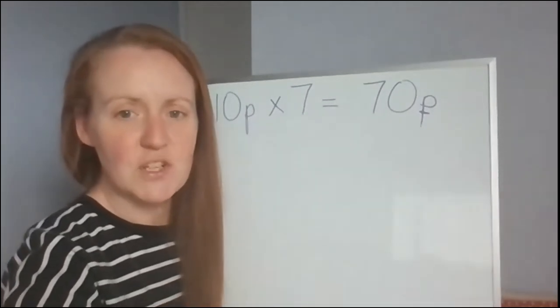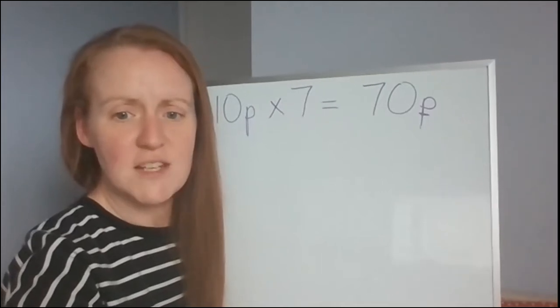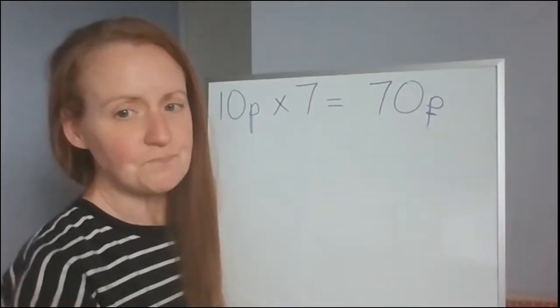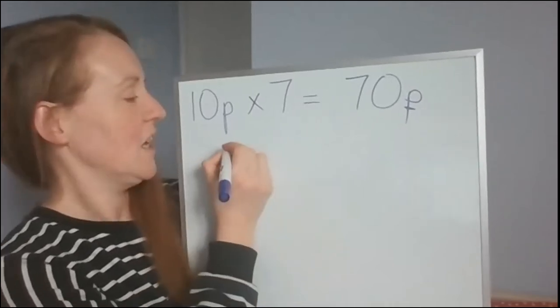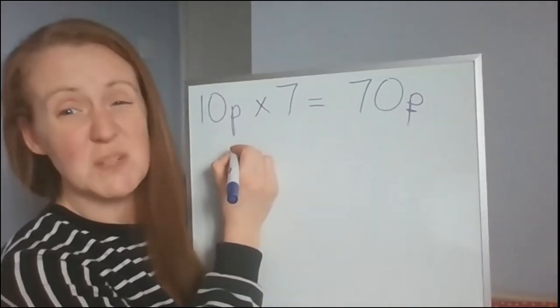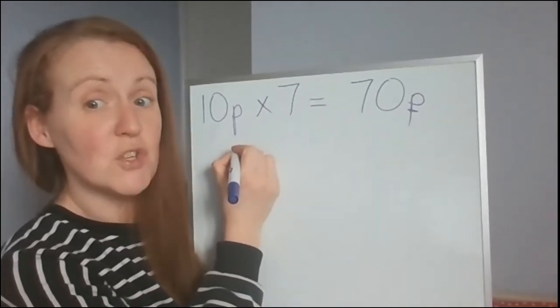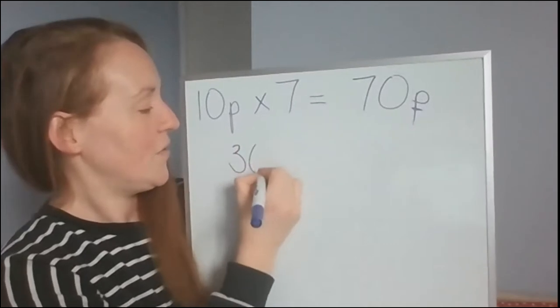Okay, looking at the next question. Half of 36 is. Okay, so half of 36. Now, there's 2 ways you could have done this. You might just know it off the top of your head, which is brilliant. But remember, it's good to show your working out.